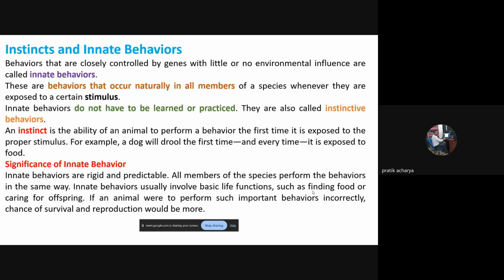Begging for food in case of cuckoo chick or cuckoo young one is very essential for its survival. The adult may be the crow, but cuckoo starts begging like a crow chick, like a crow young one. But it is very essential for its survival. So these are different kinds of innate behavior organisms show for survival. So these are the significance of innate behavior. Without innate behavior, organismal survivability is very difficult.